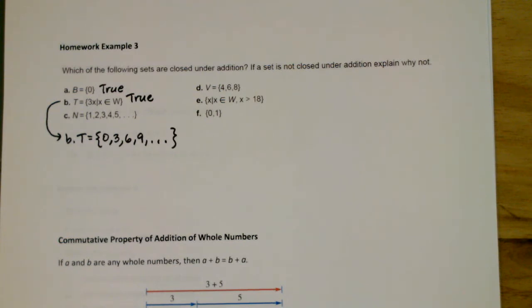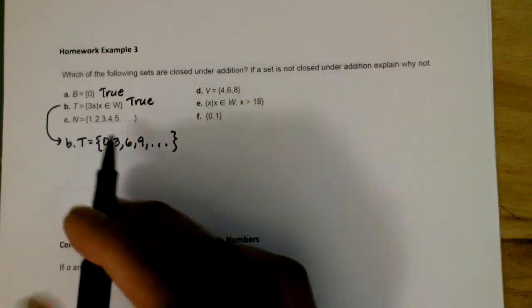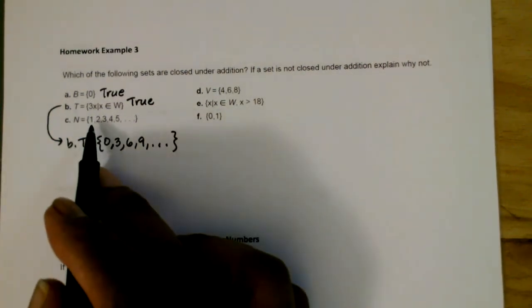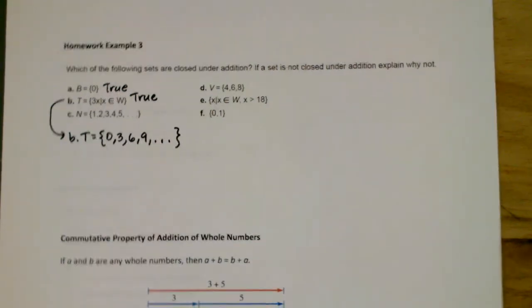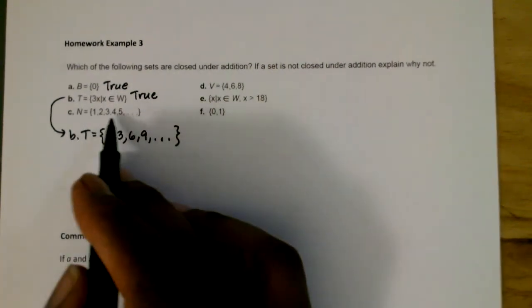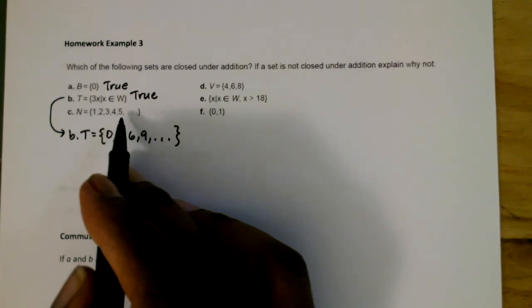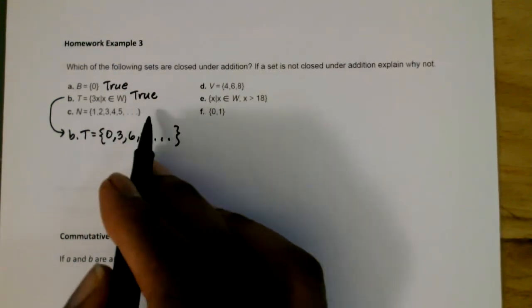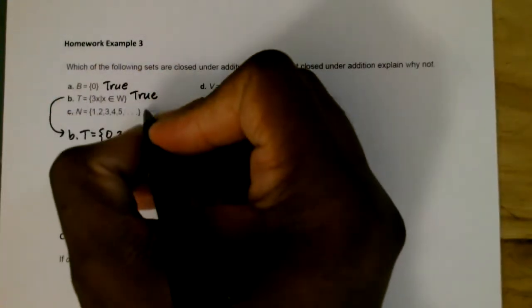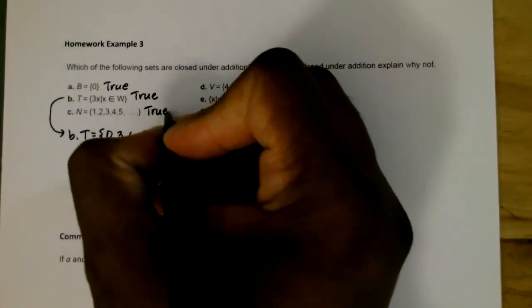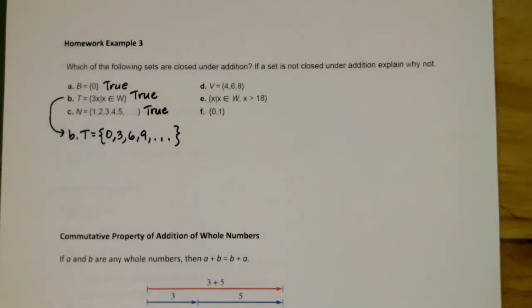And then part C, the set of n equaling 1, 2, 3, 4, 5, and so on. Well, that too is closed under addition. I can add 5 and 4 together. That would give us 9. And if I take this out, 9 would be in this set, in this infinite set. This too is also true, that it is closed under addition.